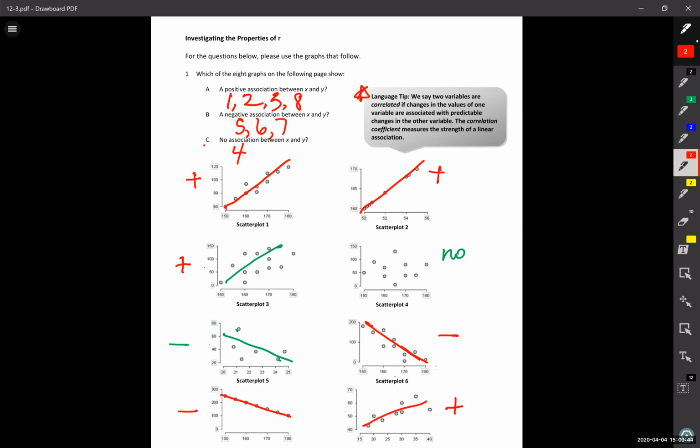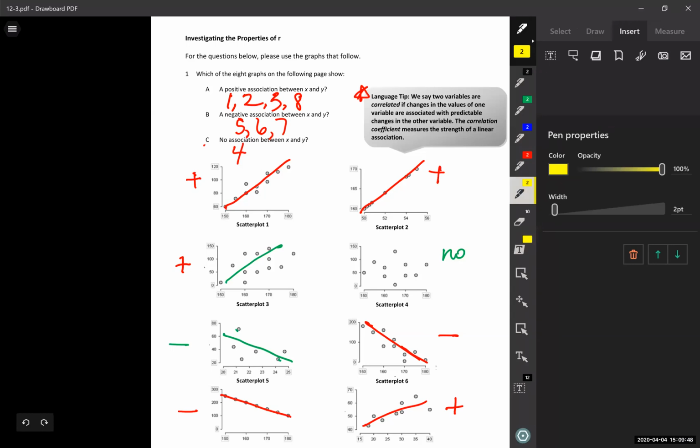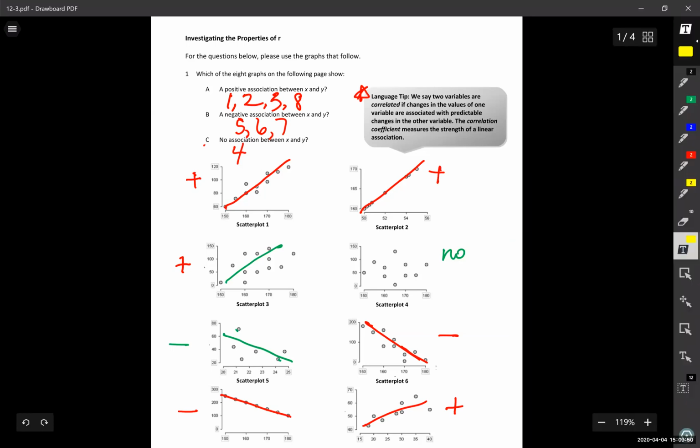It measures the strength of linear association. There's literally no words I can add to that sentence. Like, that is exactly every word that I want you to know. The phrase correlation coefficient, and then what does it do? It measures the strength of linear association.